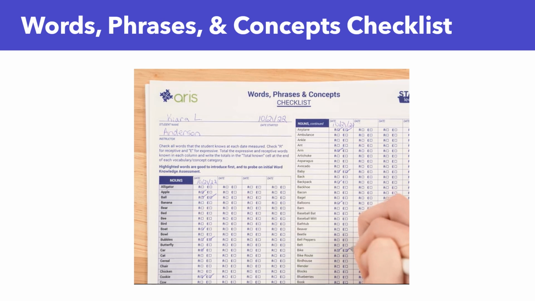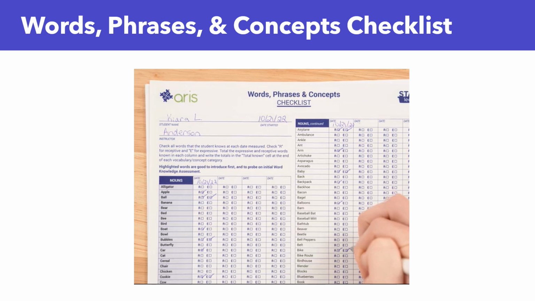the Words, Phrases, and Concepts checklist for parents to do their own inventory of the vocabulary the student knows. Try not to look at caregiver responses until you've conducted your own assessment, so you can compare discrepancies and identify why a student may be performing better with their language skills in either the school or home environment.